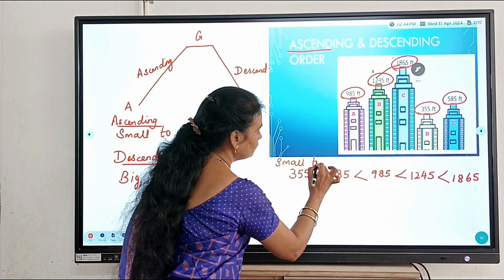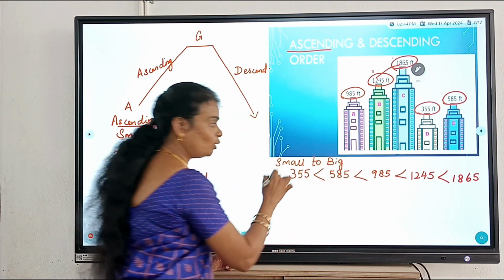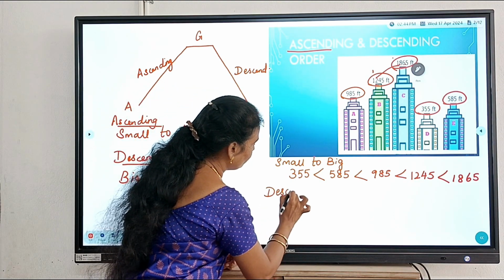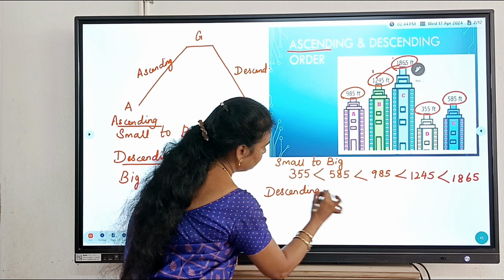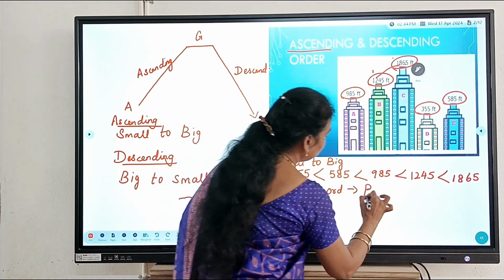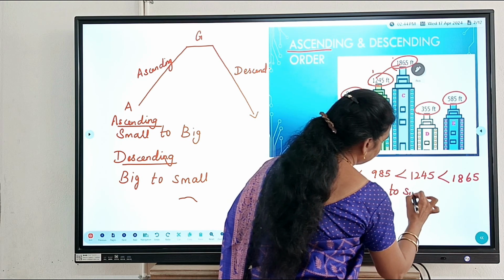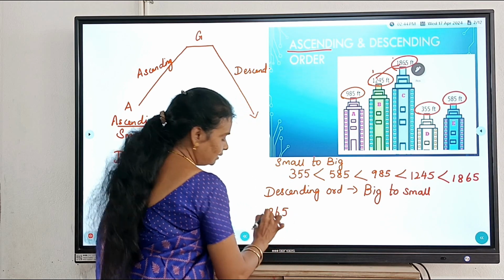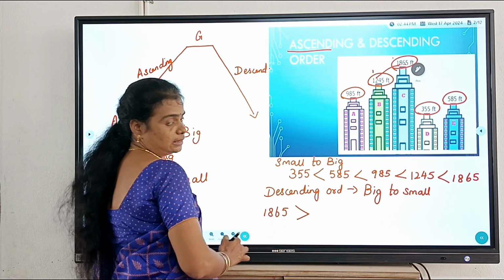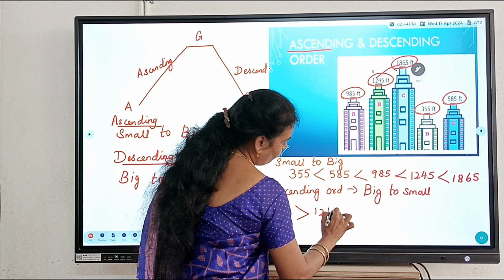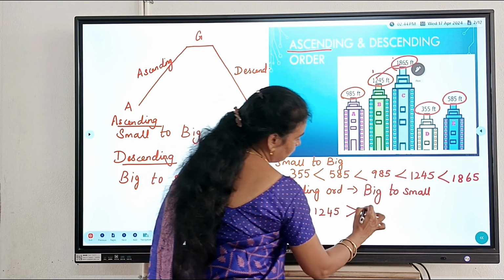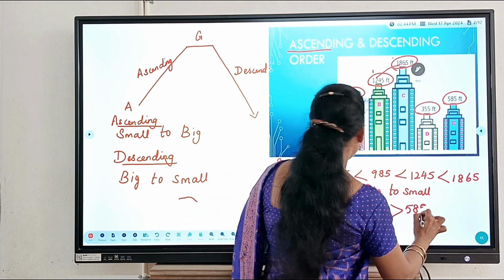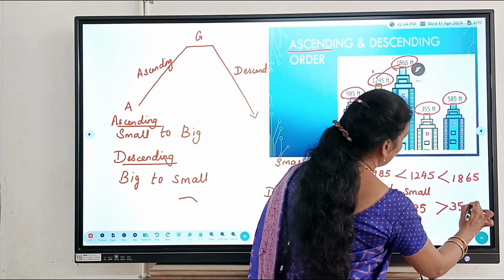And if you want to arrange the same numbers in descending order, it will be the reverse of it. So descending order means big to small. So which is the biggest one here? 1865. Since this is bigger, the wider mouth should face this number. And the next, 1245, the same sign. 985, again the same sign. Then 585. Then at last 355.